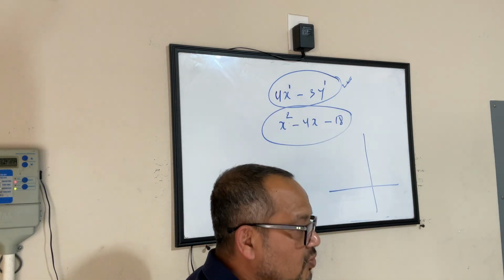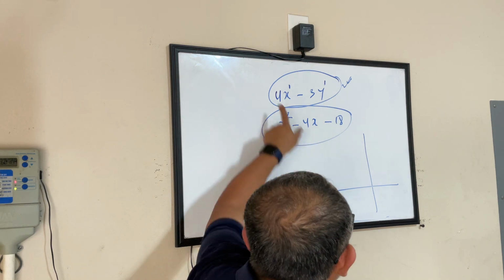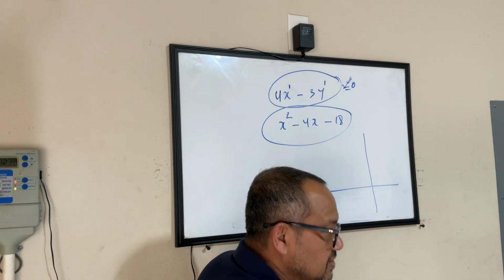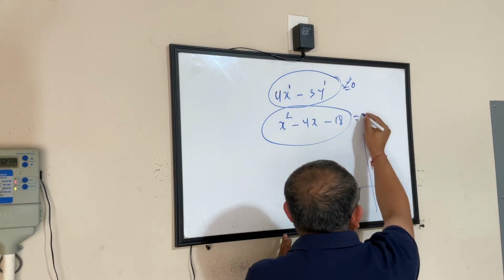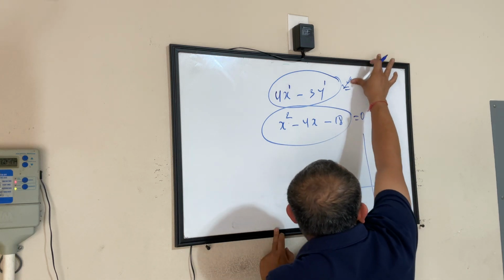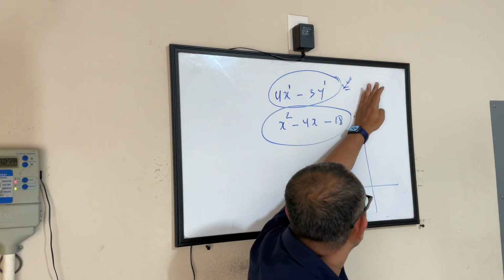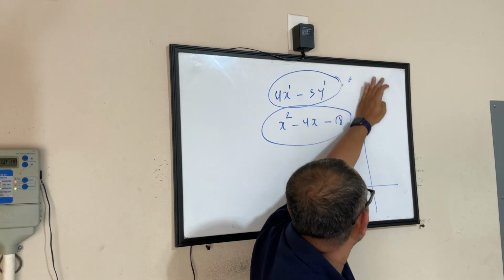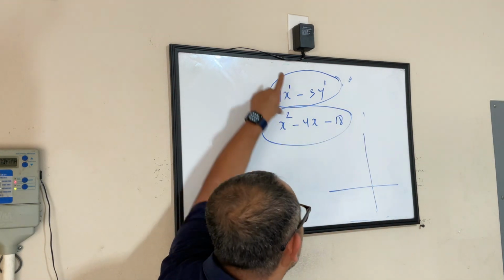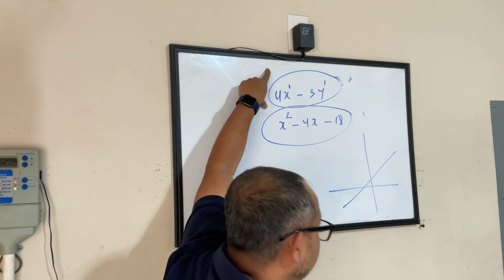When you have power more than 1, that is a quadratic expression. Now if I put a 0 here and convert this to an equation... let's not complicate this. I'm saying this is a linear expression because if I convert this to an equation, it will draw a straight line for me. That's why it's called a linear equation.